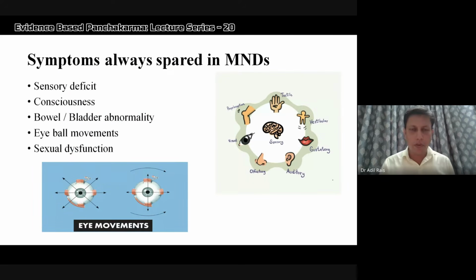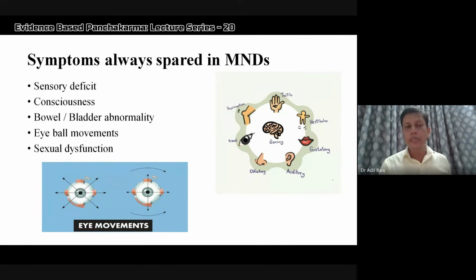What I was mentioning earlier is that there are symptoms which are always spared in motor neuron disease. First one is the sensory deficit. Then the patient is almost always conscious. He knows what is happening, and orientation is very good. The bowel and bladder activity is never affected. Bowel and bladder abnormality is not present in motor neuron disease because it is differently supplied by the pudendal nerve.